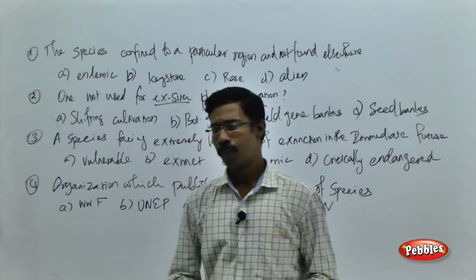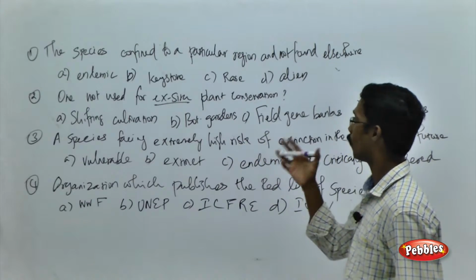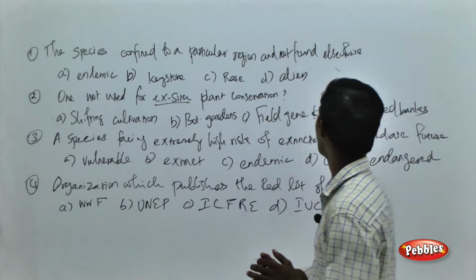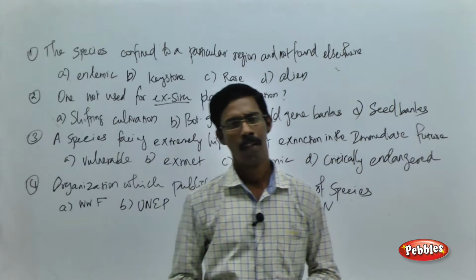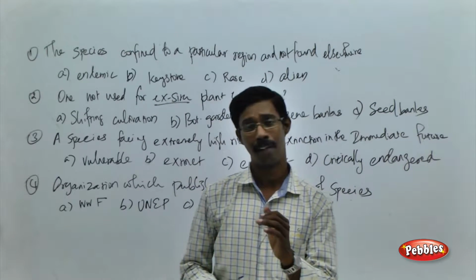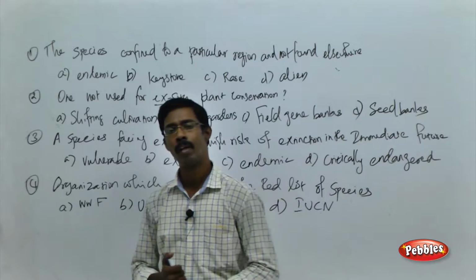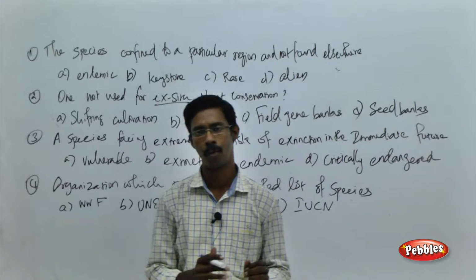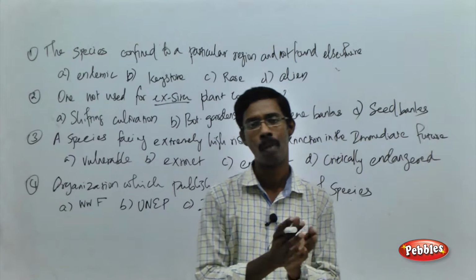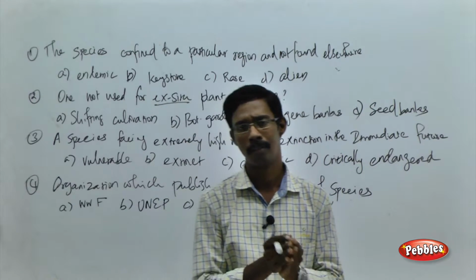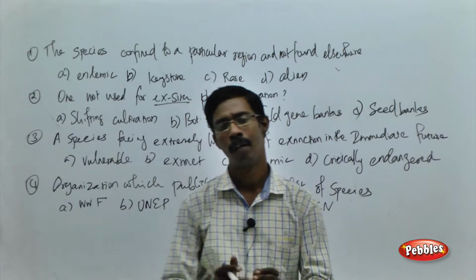And now see the next set of questions over here. The species confined to a particular region and not found elsewhere. Okay. So as I told you, in the conservation of biodiversity losses, we have to go for identifying the hotspots, and in that way we can preserve or conserve the species available in the particular hotspot.